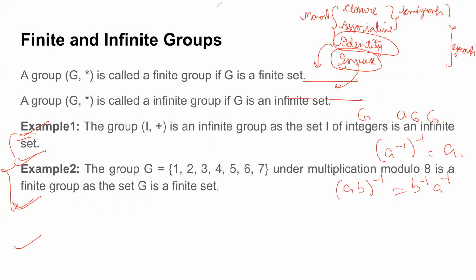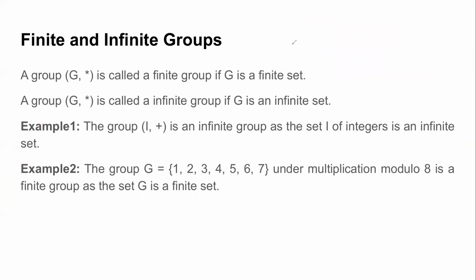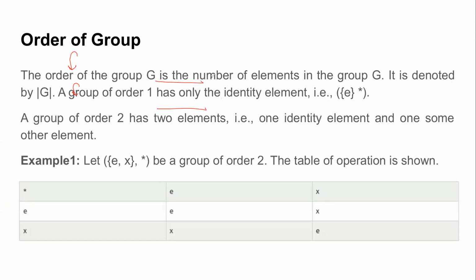Then we saw what is a finite and infinite group. Depending on which set you define a group, if that is finite, then the group is called a finite group, and if the set on which you define the group is infinite, then it's called an infinite group. The last thing we had studied yesterday was called the order of a group, which basically tells you how many elements are there in a group. And we had argued that if you have a group of order 1, then the only element present in it will be the identity element.